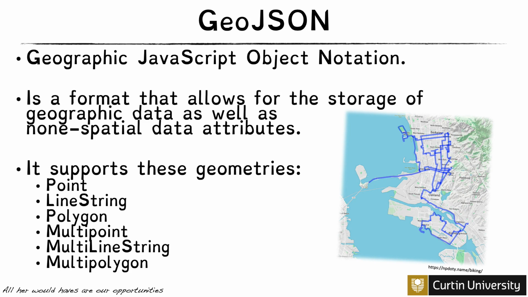So what's GeoJSON? Well, it's just a format that allows us to store geographic data as well as non-spatial attributes. It supports these geometries: a point, a line string, a polygon, a multi-point, a multi-line string, and a multi-polygon.